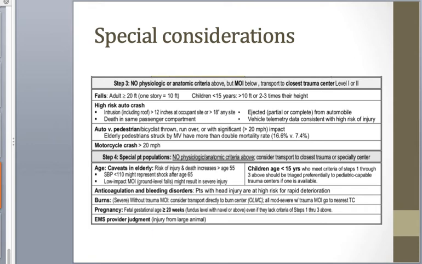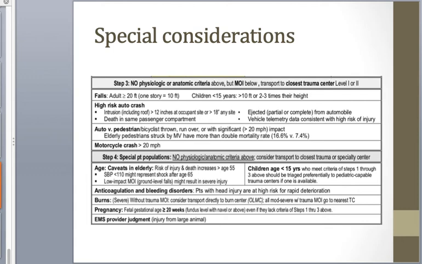Ejection, partial or complete, from that vehicle. Vehicle telemetry data consistent with high risk of injury. Auto versus pedestrian or bicyclist thrown or run over, or with significant impact over 20 miles an hour. Elderly pedestrians struck by motor vehicle have more than double the mortality rate. And then a motorcycle crash over 20 mph. And then again, special patient populations, just things to consider that may need to be flown or gotten to a specialty center. Age caveats in the elderly: risk of injury and death increases over 55.